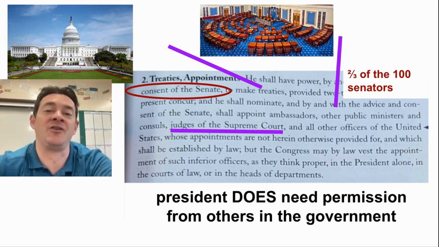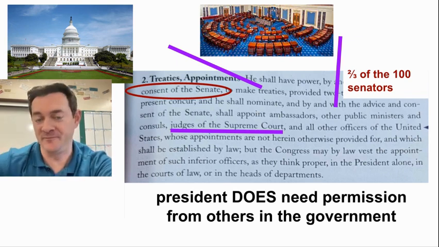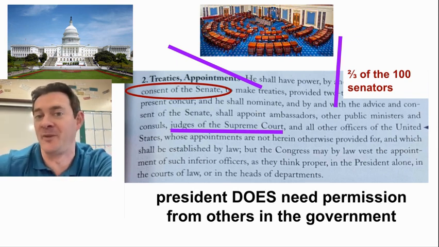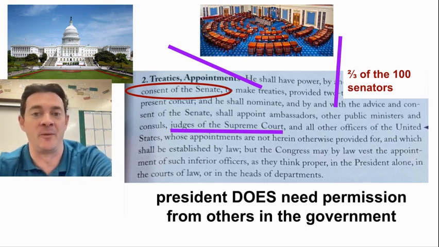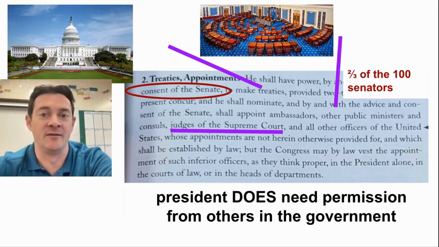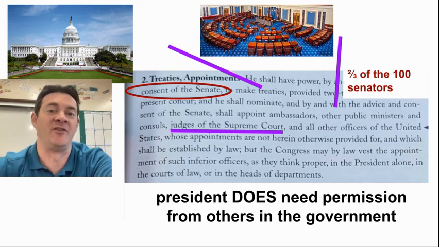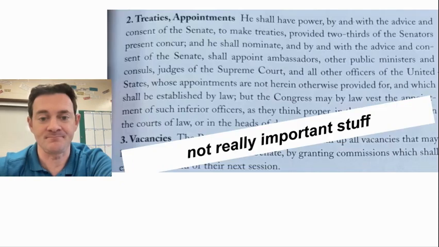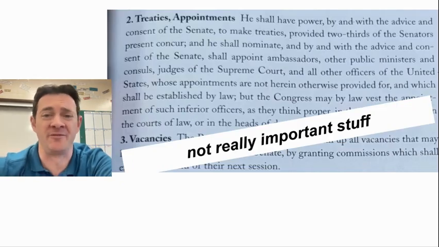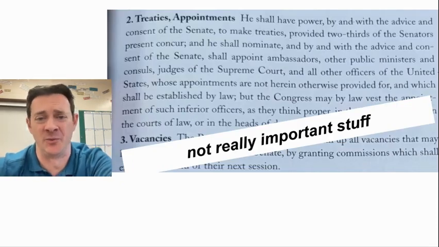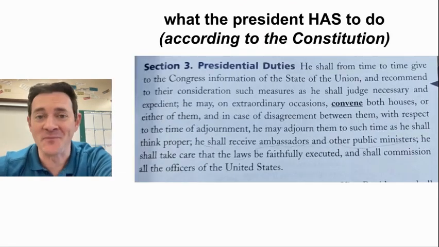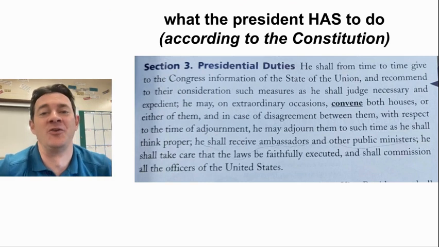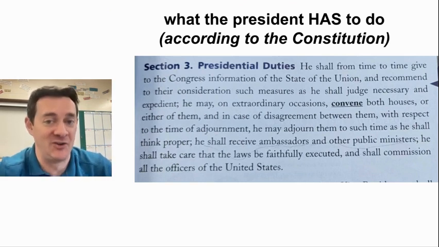So again, these are things the president needs permission for and can't just do on their own. They can't just pick the judges or those department leaders. They need to pick the names, and then the Senate has to agree, or else they're not officially in that job. There's some other stuff down below that isn't really important. We just jumped through that. Don't worry about it.